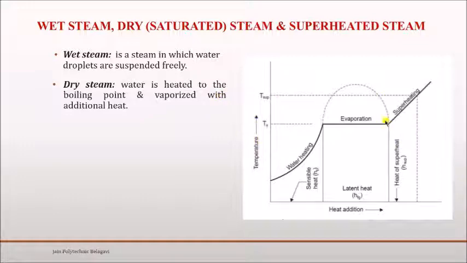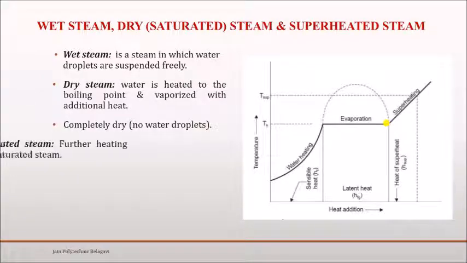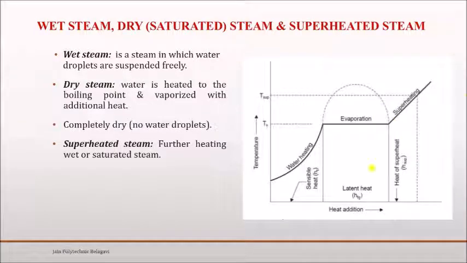At this point we'll get the dry saturated steam, which doesn't have any water particles suspended in it, and is completely dry. Once I heat the dry saturated steam further, the temperature and volume start increasing. There is an increase in temperature and volume both, and the dry steam is fully converted into superheated steam. Clear?